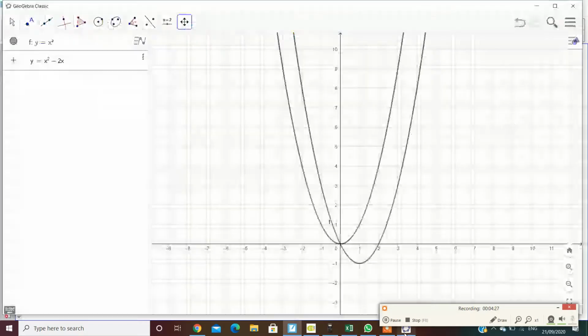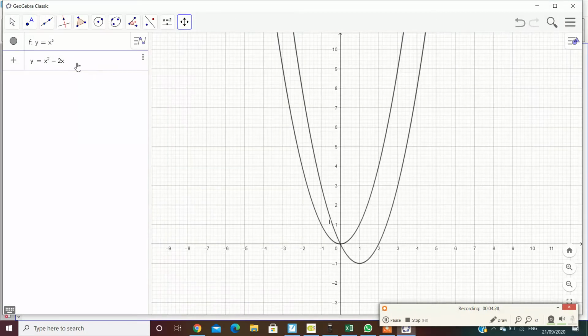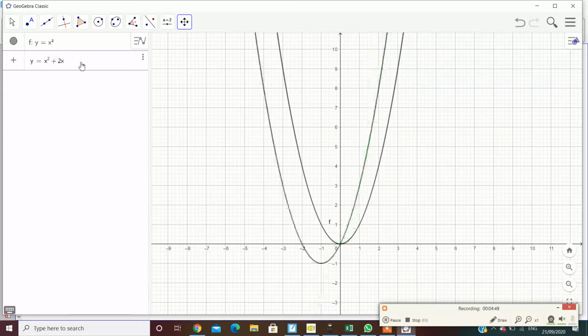Can anybody therefore make a prediction? What happens if we turn it into x squared plus 2x? What do you think is going to happen then? Where will it end up? Make a prediction, guys. It's going to end up at minus 2, 0 instead, isn't it? So, x squared plus 2x. And you can now see that it ends up at minus 2, 0 instead.